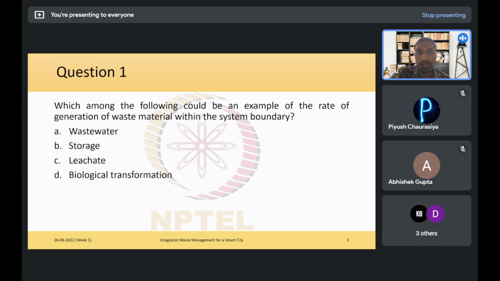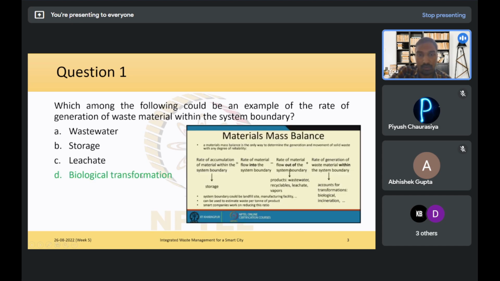When you look at a system, there can be some material which flows into the system, some material which flows out of the system, and then there could be some material which is generated within the system. From our mass balance, we know that the difference between the inflow and the outflow must be equal to the change in storage, or to what is generated in the system. So we have different options given here. Which of these could be generated within the system and stays within the system? We have wastewater, storage, leachate, and finally biological transformation. So the answer to this is option D, biological transformation.